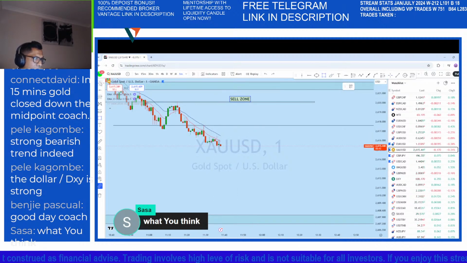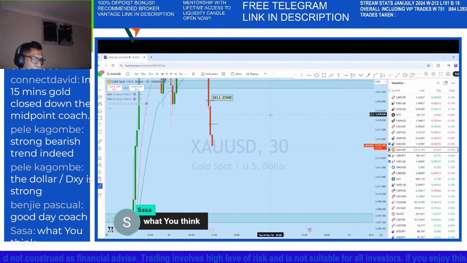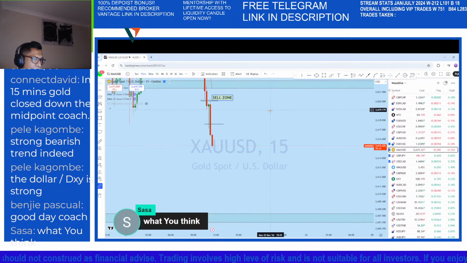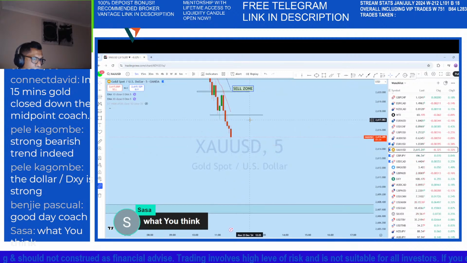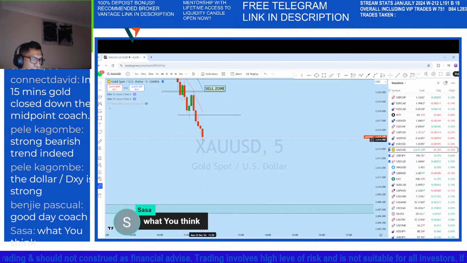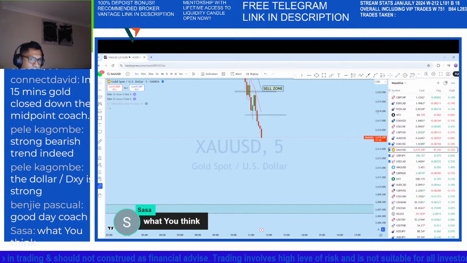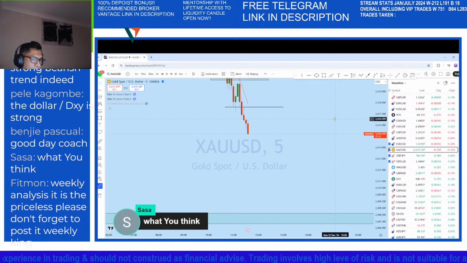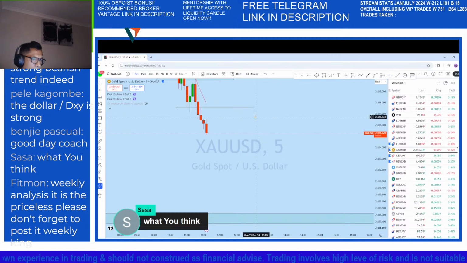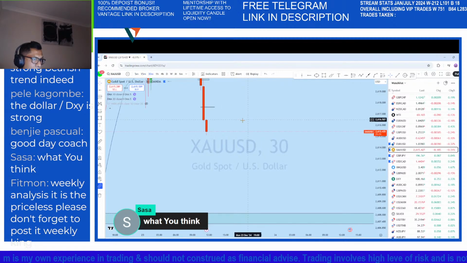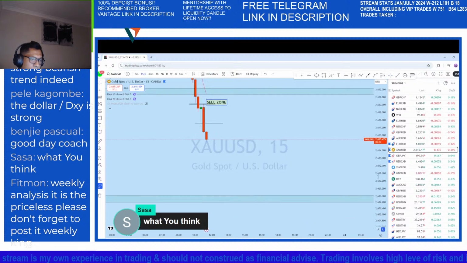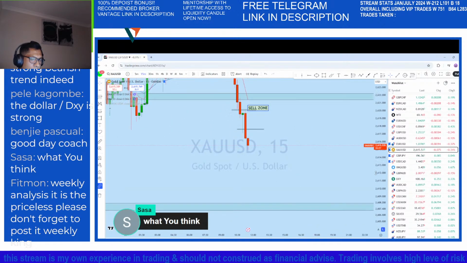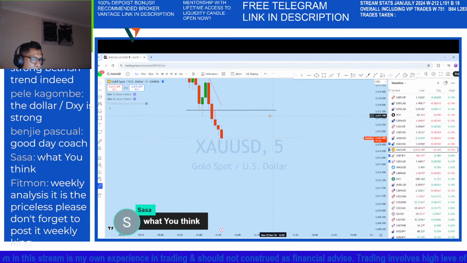So here, on the 5 minutes chart, you can see the market coming down. You can see this is a resistance line here.